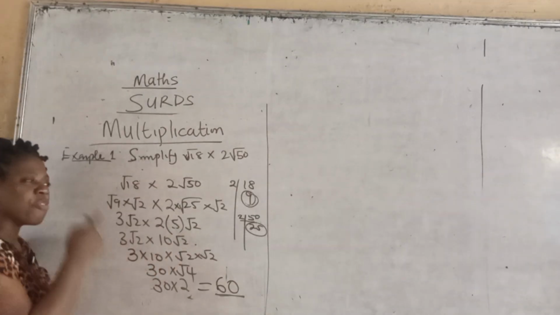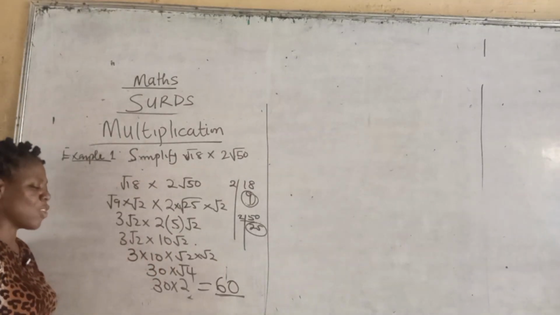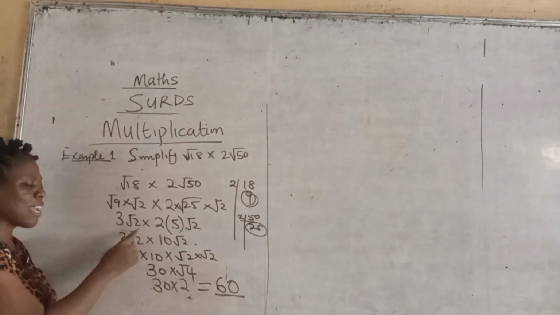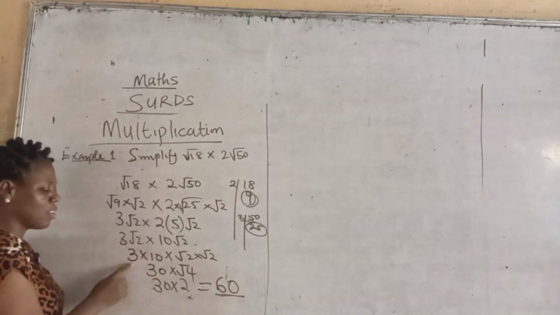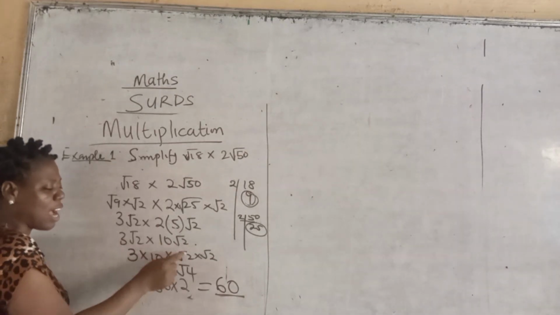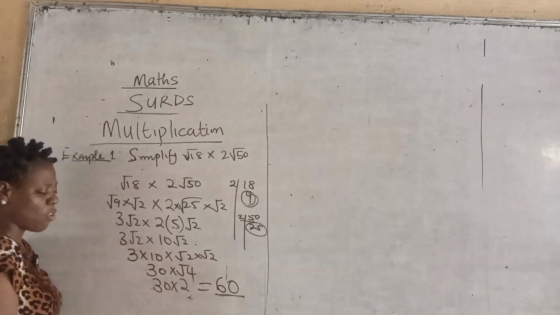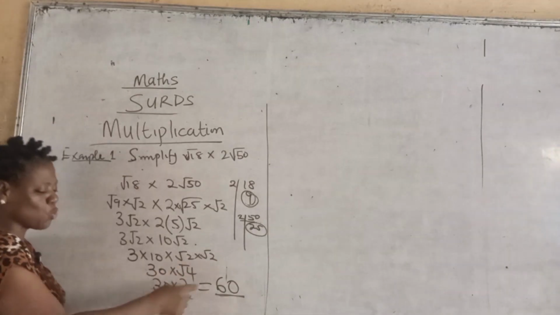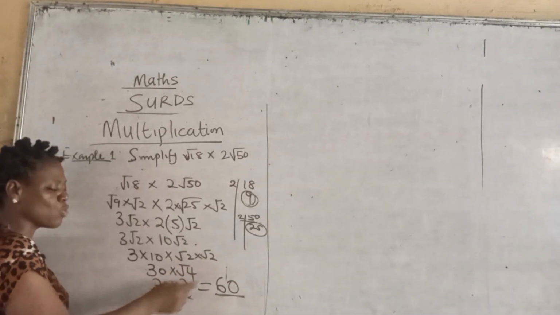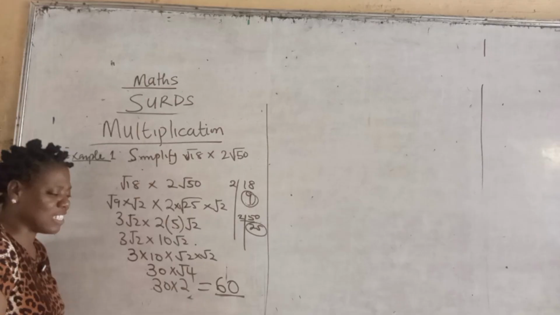And when I say number go for number, surd go for surd: who is the number there? 3 and 10. And what is the surd there? Root 2 and root 2. 3 times 10 gives us 30. And root 2 times root 2 gives us root 4. And what is root 4? 2. And 30 times 2 gives us 60.